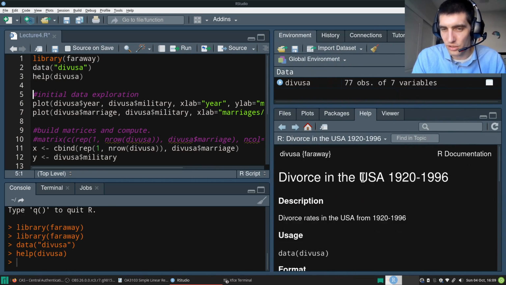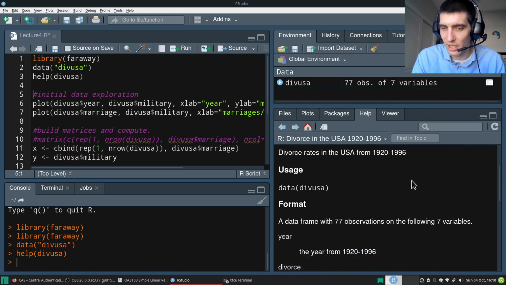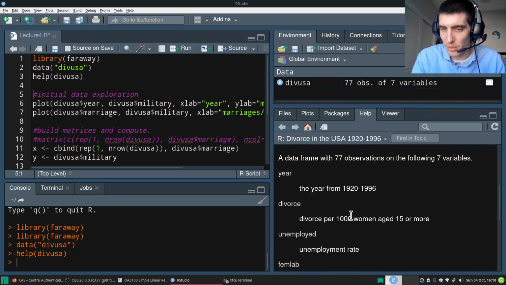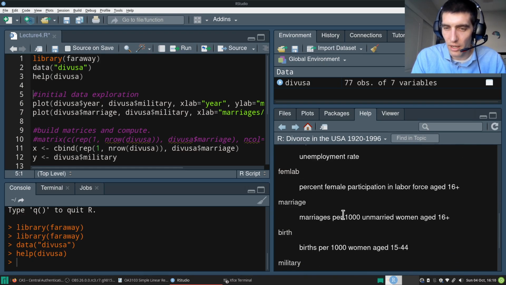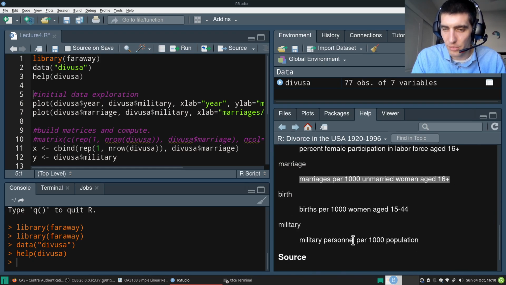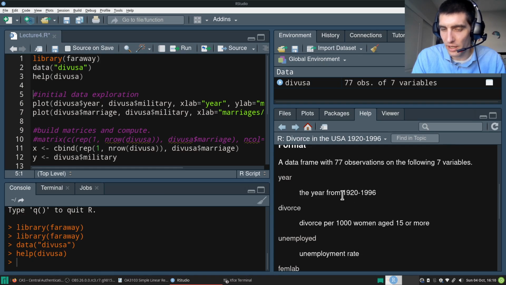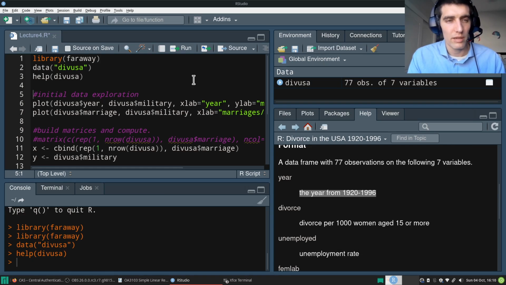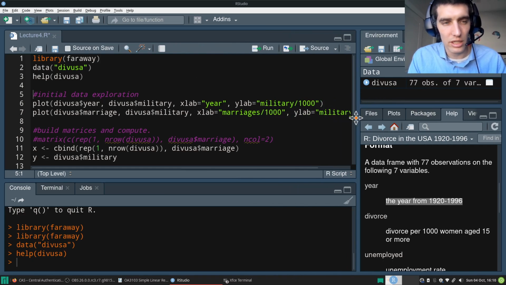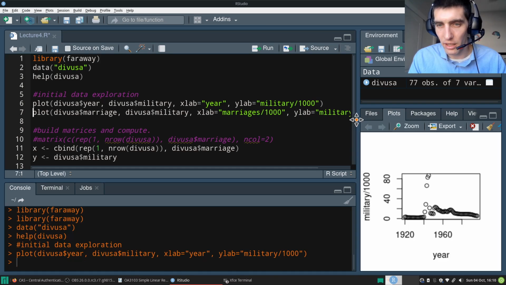So as I said, this data set is looking at divorces in the USA, keeping track of them from the years 1920 to 1960. But again, my interest is primarily not in the divorce rate, but instead in keeping track of marriages and military personnel per 1,000 population as years go on. Okay, so we'll just do some initial data exploration here. I'm just going to plot year on the x-axis and military per 1,000 population on the y-axis.